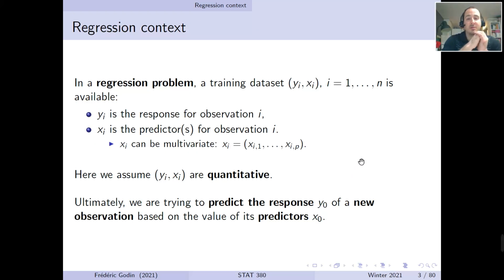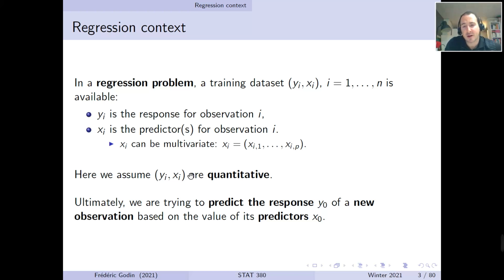So let's recall what a regression problem is. In a regression problem, we have a training data set which contains small n observations. Each i is one of the observations, and yi is the response variable for observation i in the data, whereas xi is the set of predictors. xi can be a vector if there are many predictors. Here xi will be denoted by xi1 until xip, the p predictors associated with the ith observation.